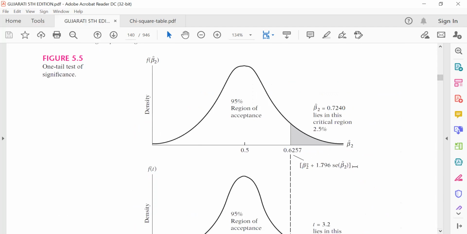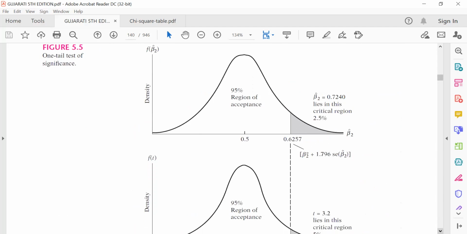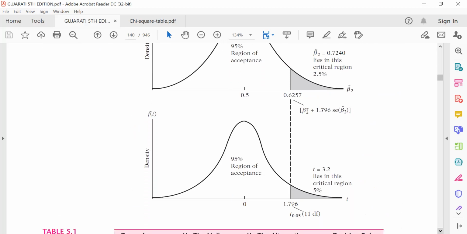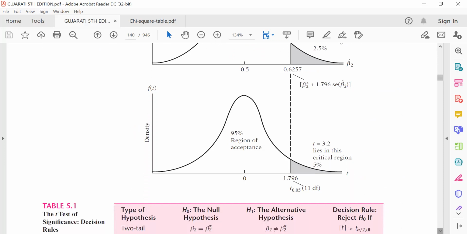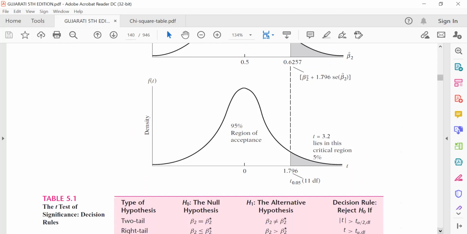We have these regions because the calculated t is 3.2. The critical value of t from the table, with degrees of freedom of 11, is 2.20, and we have calculated 3.2. This means we reject the null hypothesis.